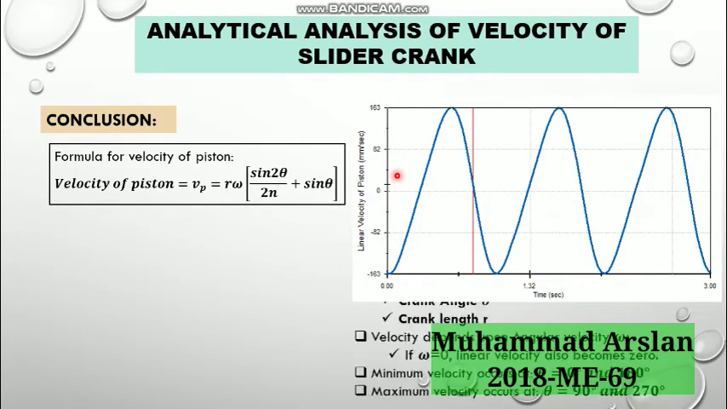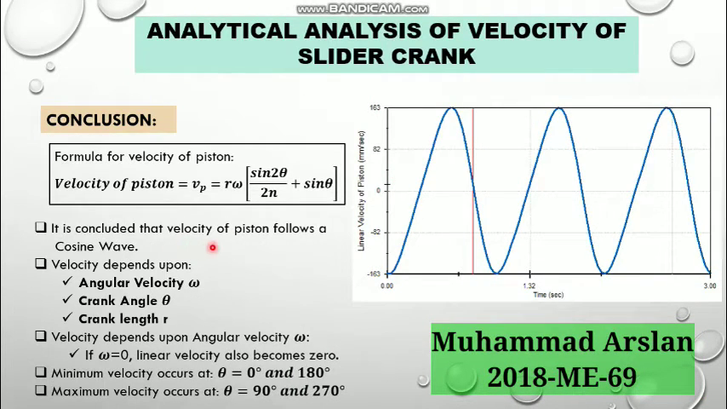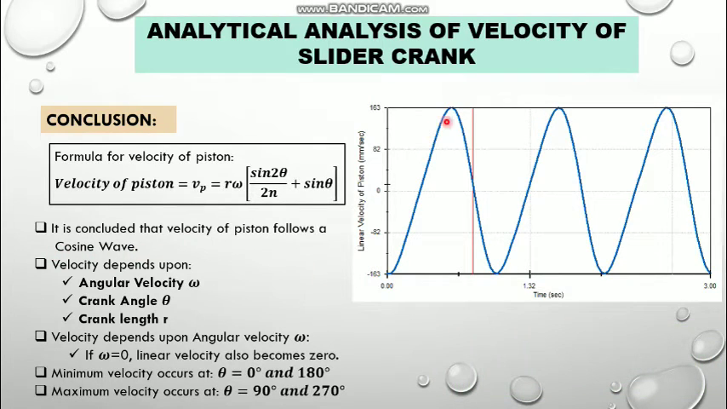We can see that the linear velocity of the piston depends upon angular velocity omega, crank angle theta, and crank length R. We can see from the formula that our crank length R is constant in our entire scenario, so it does not affect our value of velocity of the piston. The second thing is omega, and if our angular velocity is equal to 0, then our linear velocity also becomes equal to 0. Similarly, the value of theta also determines the velocity of the piston.